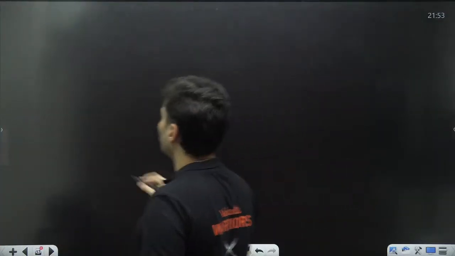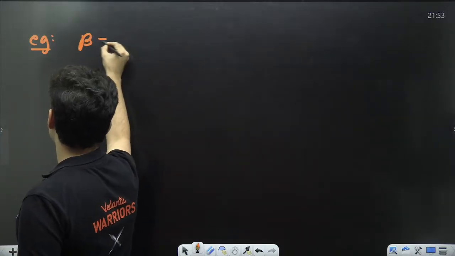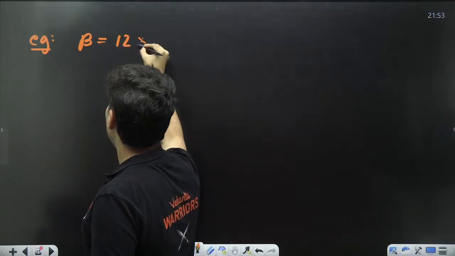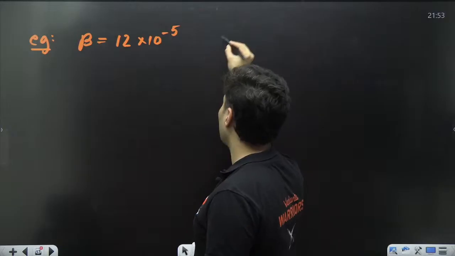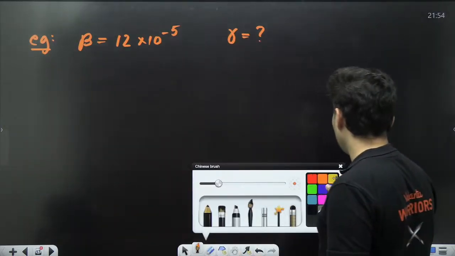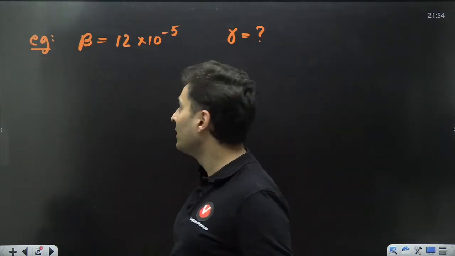What if I tell you the beta is, just taking a random example, 12 into 10 to the power minus 5? What is the value of gamma? Let's see how many of you are able to figure this out. Beta is given, find the value of gamma.